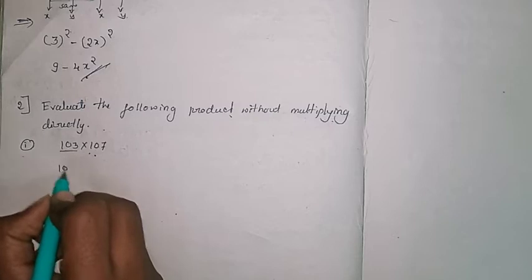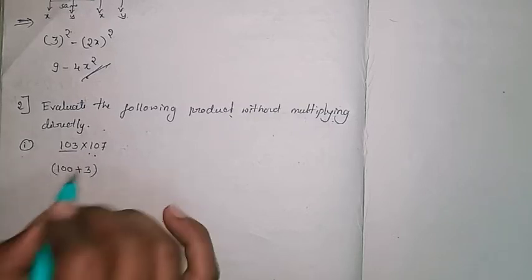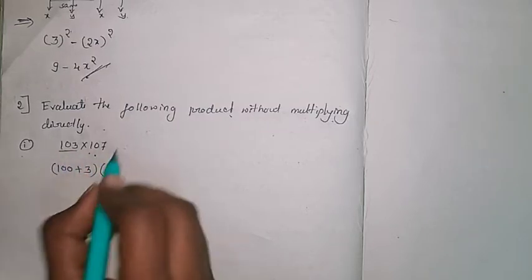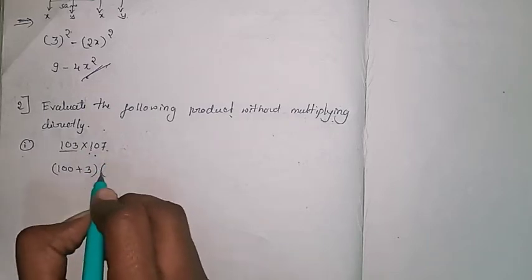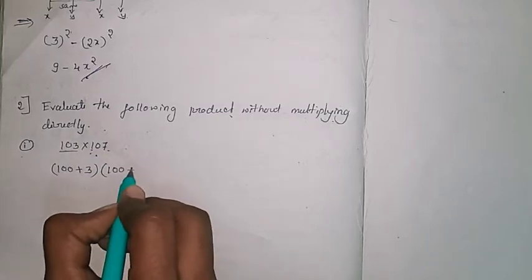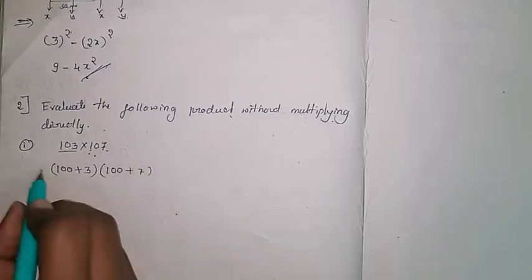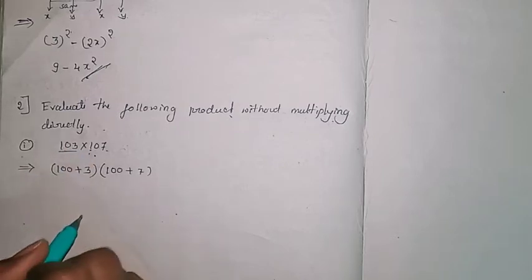So I will write 100 plus 3 in brackets, as it is a multiplied term. Again, it is 107, so 100 plus 7. I wrote 100 because it is easy to square. Now, do you think there is any identity related here?